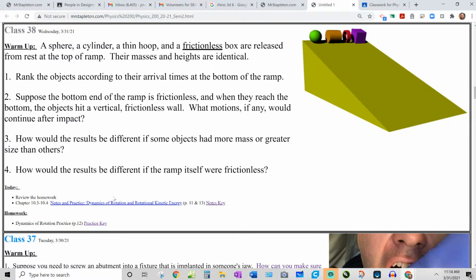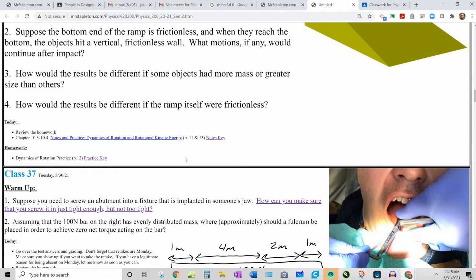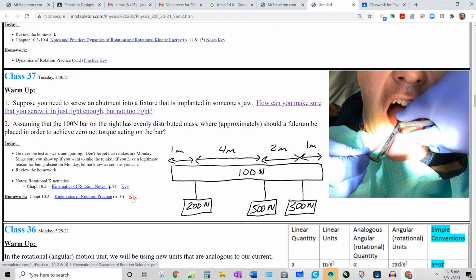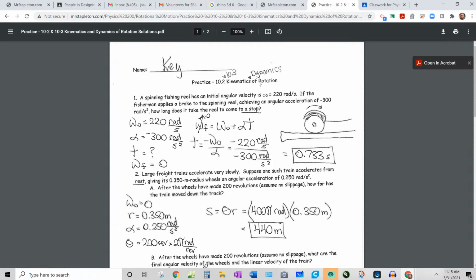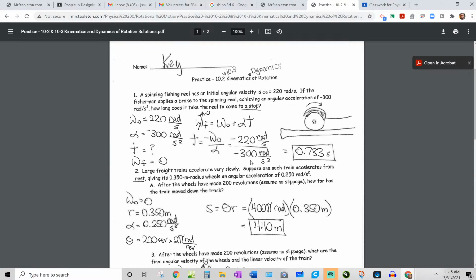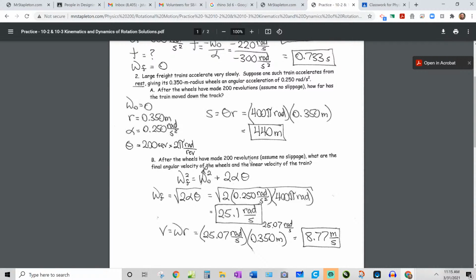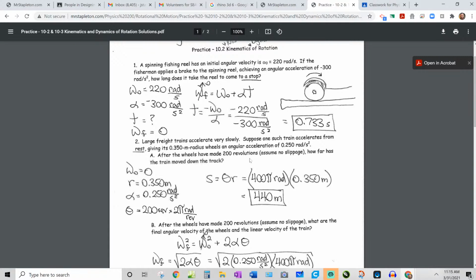So today there's a little bit of new stuff and a very short homework assignment. Tomorrow maybe a little bit more. But first, if anybody had any questions about the homework, this is the time to ask those. So here's the key to Mr. Pennington's questions, the kinematics of rotation practice. Does anybody have any questions about any of the problems there? Or just number 1 and then 2 parts of number 2? Going once, going twice, gone.